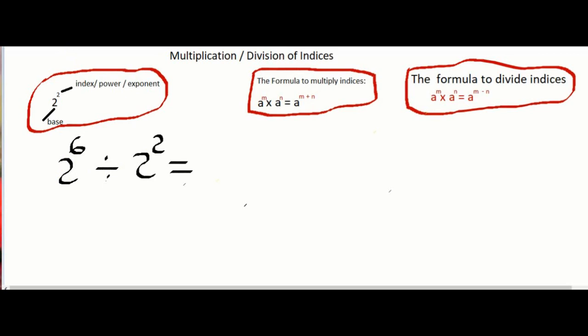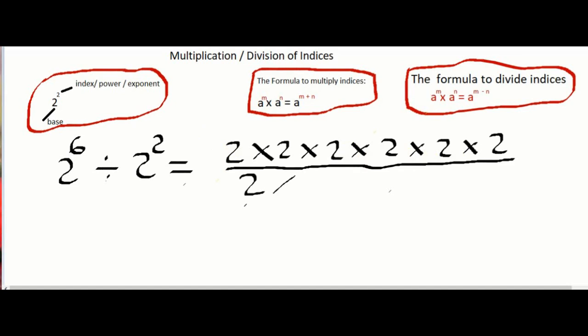2 to the 6th power means that we should multiply 2 times 2, so we should have six 2s here: 1, 2, 3, 4, 5, 6. And 2 to the 2nd power means that we should multiply 2 times 2. So now, this 2 cancels this 2, and this 2 cancels this 2. We don't have anything else to cancel.